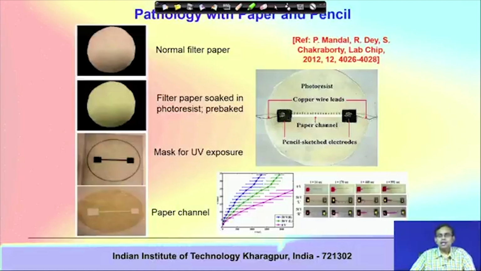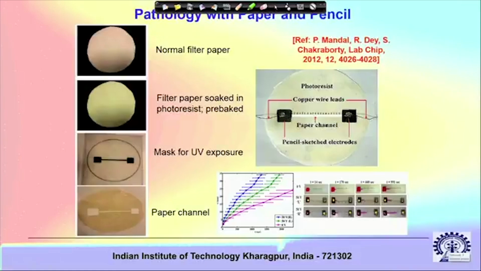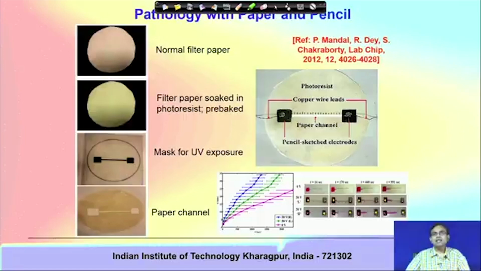What we essentially have done is that we have scratched, or rather scribed, the paper with the tip of an HB pencil. This black region is the HB pencil sketch. Because of the graphite in the lead of the pencil, this pencil sketch region on the paper acts like an electrode, and that makes it very convenient: if you now connect copper wire leads across these electrodes, an electrokinetic flow of the blood sample can take place.